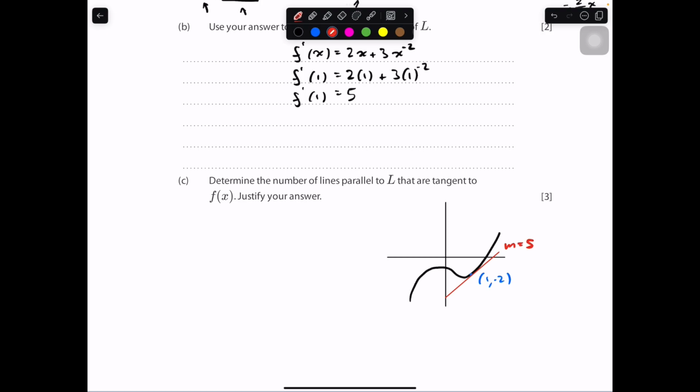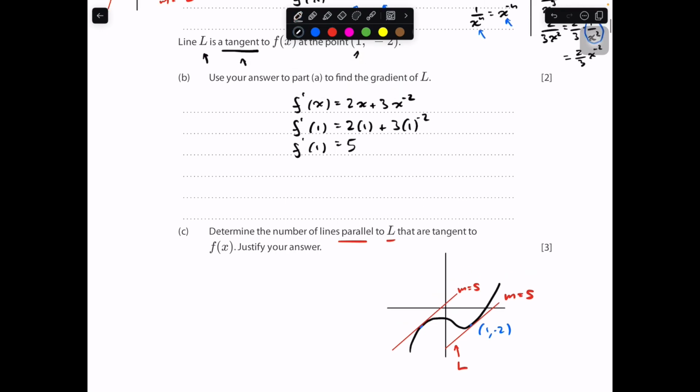What they're asking is, okay, how many lines are there that are parallel to this L? This is L right here. And the question is, how many different points are there on this function that are also going to have a slope of 5? How many different points are there on this function where the rate of increase at any given point is equal to 5, where the slope is equal to 5? So how could we do that?